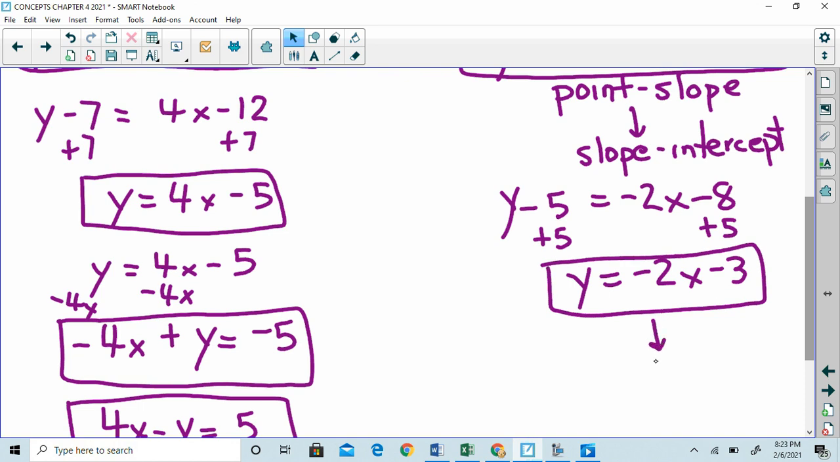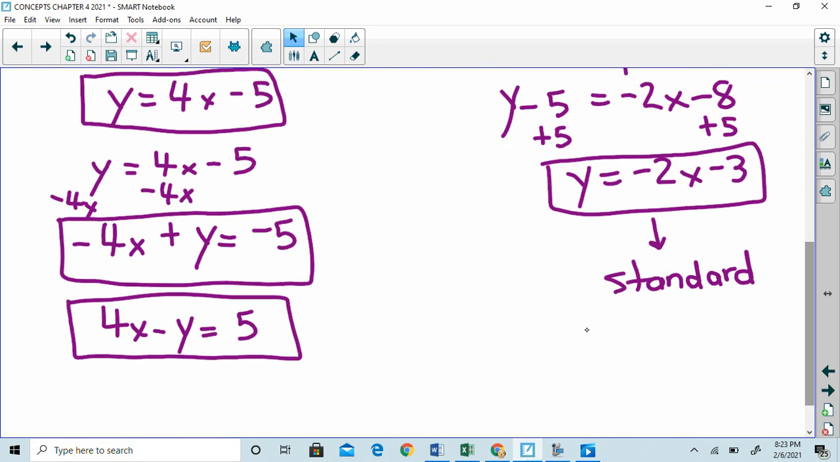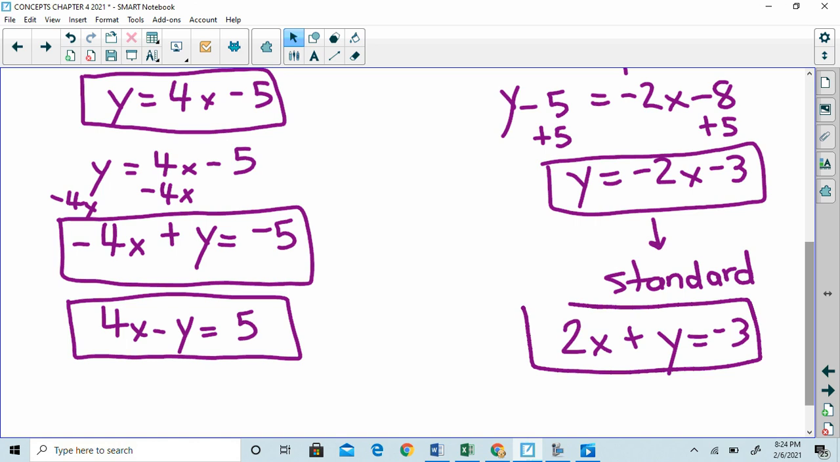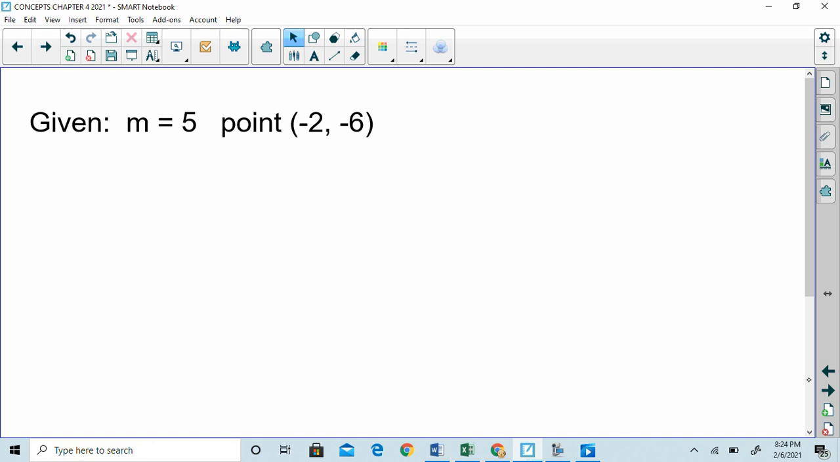If I want to take this now and convert to standard, okay, to get this to standard, I'm going to add that 2x over, and I'm going to get 2x plus y equals negative 3. And there's my standard form. Three different forms given the slope and a point, easy to do the transformations. I'll try one more, or maybe I should say you should try one more, and we'll check to see how you did. We can start with point slope form.